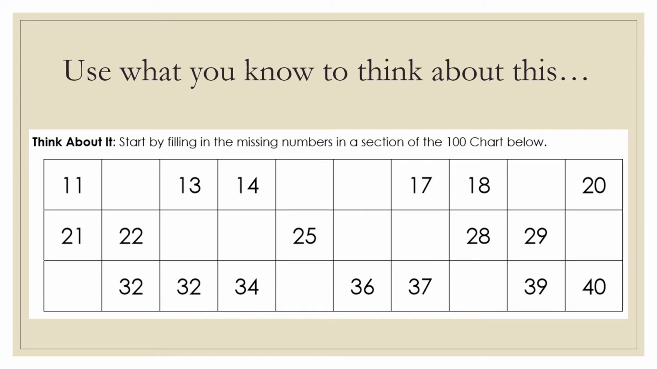Before we get going, let's do a little bit of a warm-up. The directions for this, think about it, say, to start by filling in the missing numbers in the section of the 100 chart below. What do you know about numbers and the patterns on a hundreds chart that help you fill out the missing numbers? Think about it and tell someone sitting around you, or write down on a piece of paper if no one is around you, how you know what the missing numbers are. Are there any clues from the numbers that are filled in?